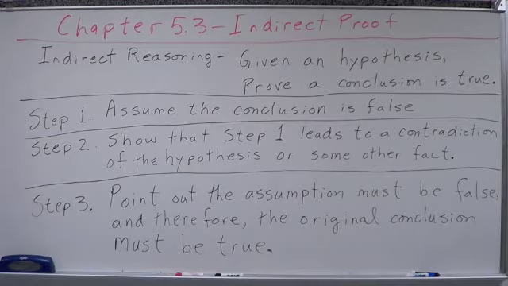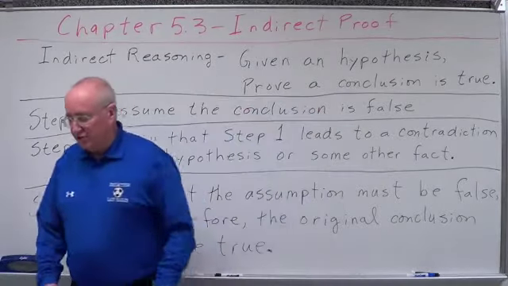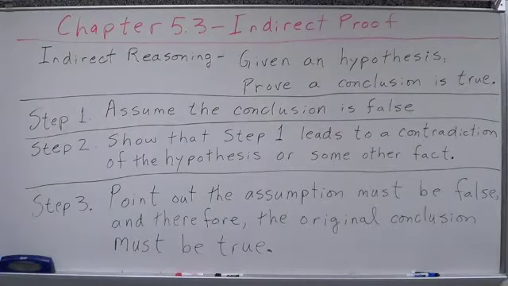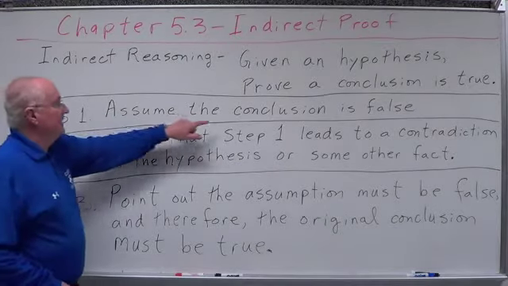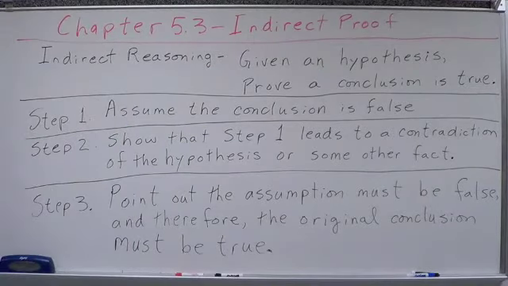In direct proof, given a hypothesis or some givens that we know to be true, we're going to prove a conclusion. In indirect proof, we're also given a hypothesis and we want to prove a conclusion is true, but we're going to come at it a little bit differently. Step one is we're going to assume that the conclusion is false. Instead of trying to prove that the conclusion is true, we're going to try to prove that it is false. Sort of coming at it backwards.